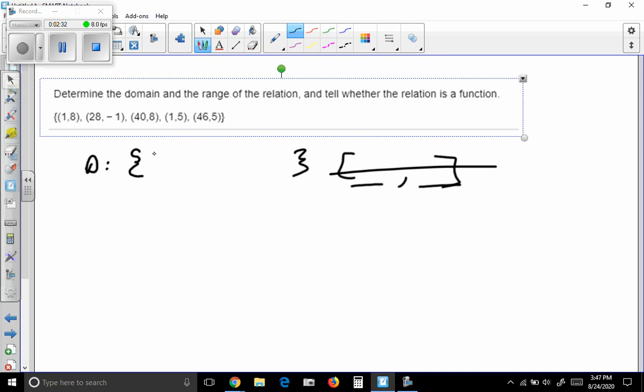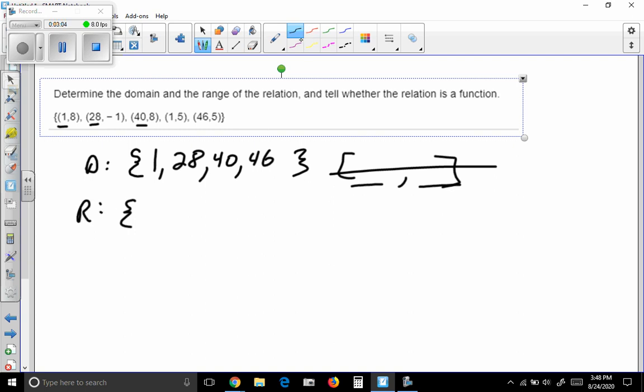So we have 1 is an X value, 28 is an X value, 40 is an X value, 1, well, we've already listed 1, so we don't have to write it again because we're just telling which values, not how many times they're used. And then 46 is part of the domain. That's fine to leave it like that. Or you could put them in order. Well, in this case, those are in order, so that's fine.